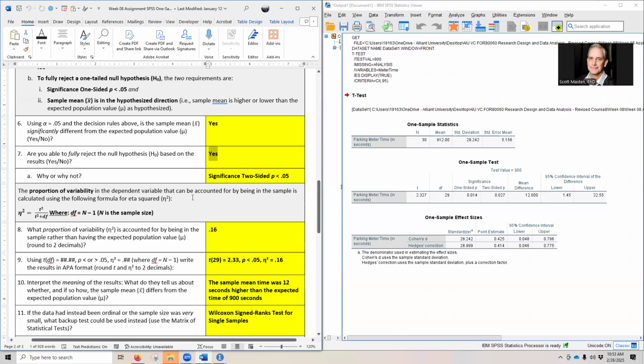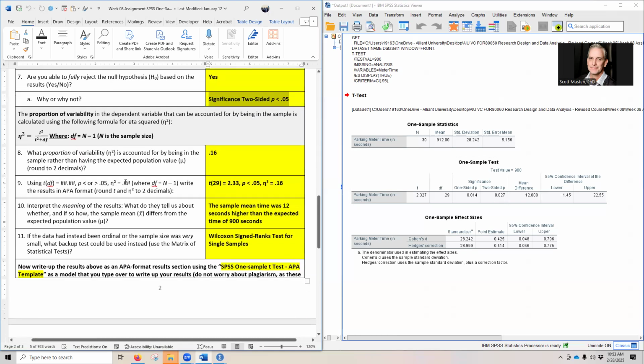Two-tailed hypothesis. For a one-tailed hypothesis, there's two things that have to be true. It's got to be significant. It's got to be in the direction you predicted. So why or why not? The significance two-sided is less than 0.05. That's how we know it's a significant difference.